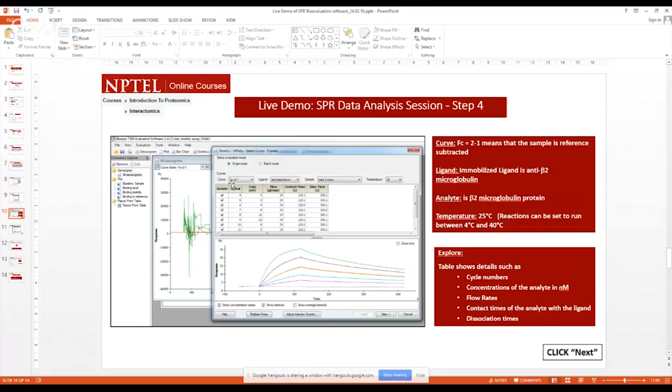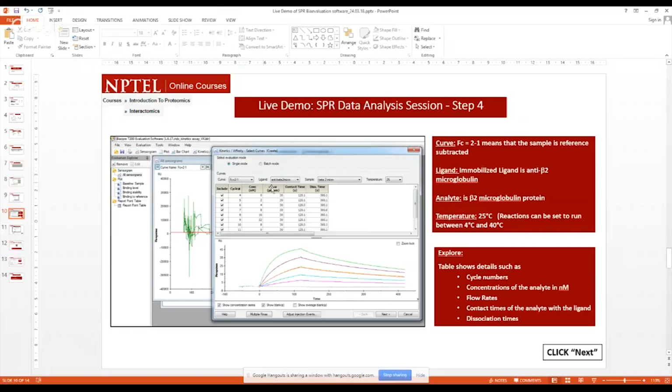So when you flow your sample over a reference surface and then over a sample surface, you subtract the reference from the sample. So that is what it means by FC 2 minus 1. It is reference subtracted. So you know that you have already subtracted any kind of non-specific binding to your surface.